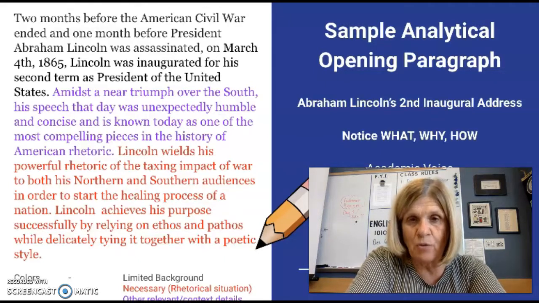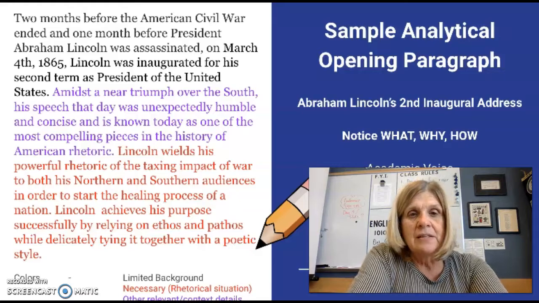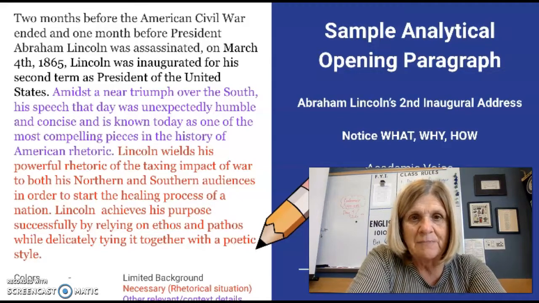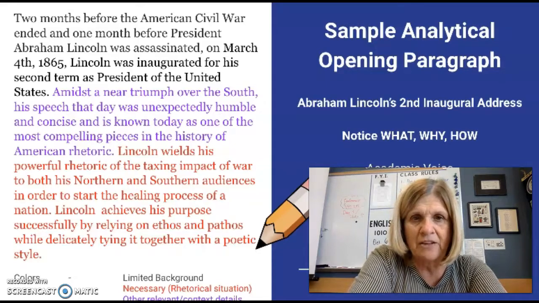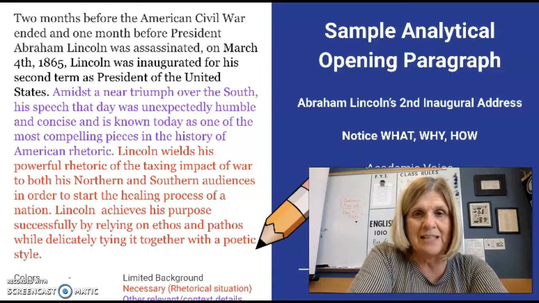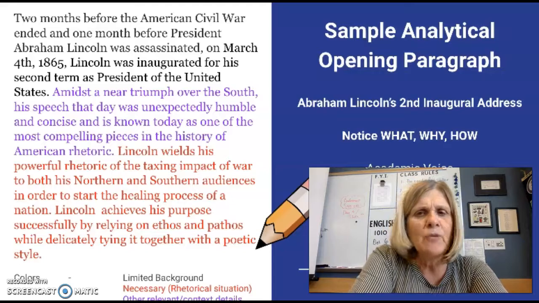So I put together one for you. So if you follow along in the red, where it says, Lincoln wields his powerful rhetoric of the taxing impact of war to both his northern and southern audiences. That part is the what of the assignment. What was the essay about? Then I'm going to transfer into the why.